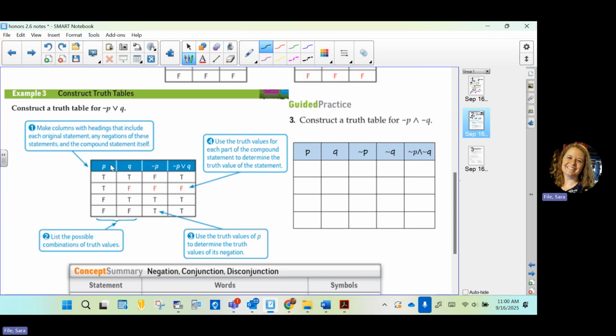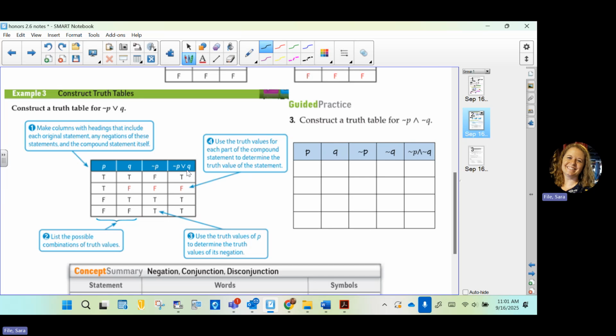Okay, so I have P and Q. My compound statement is not P or Q. So I have to have a not P column. Remember, the P and Q columns are never going to change. This is always going to be the same. There are these four possible combinations: true, true, true, false, false, true, false, false. Those two columns don't change. The negation column should be the opposite of the original. So not P is just going to be the opposite of P. Instead of true, true, false, false, I'm going to put false, false, true, true.